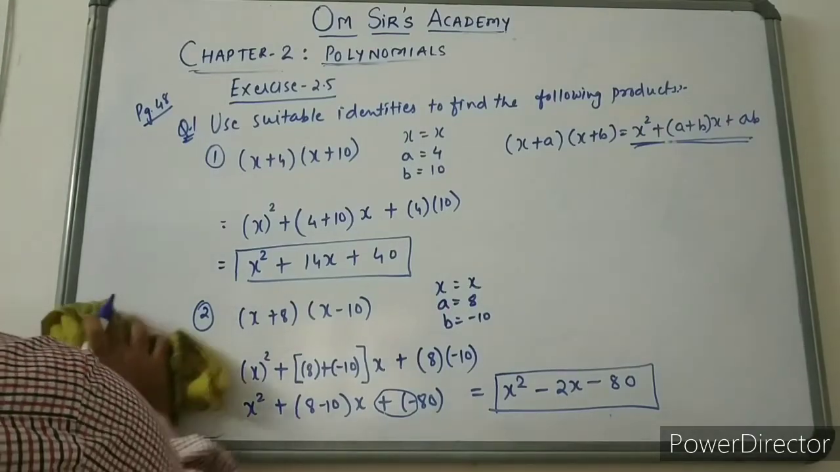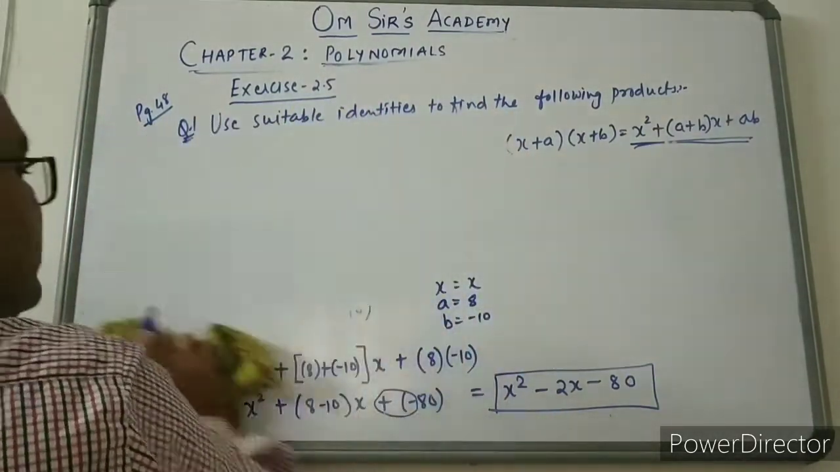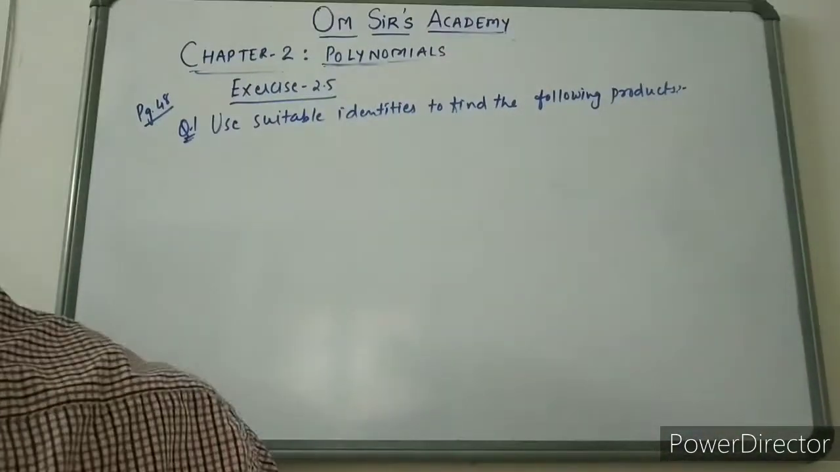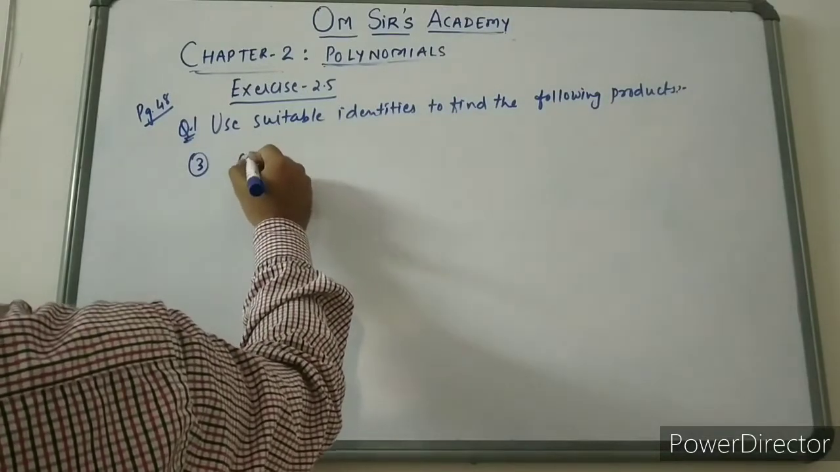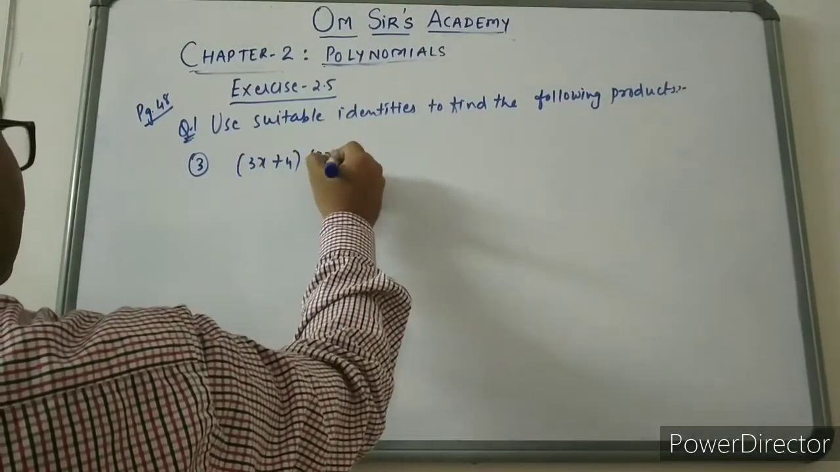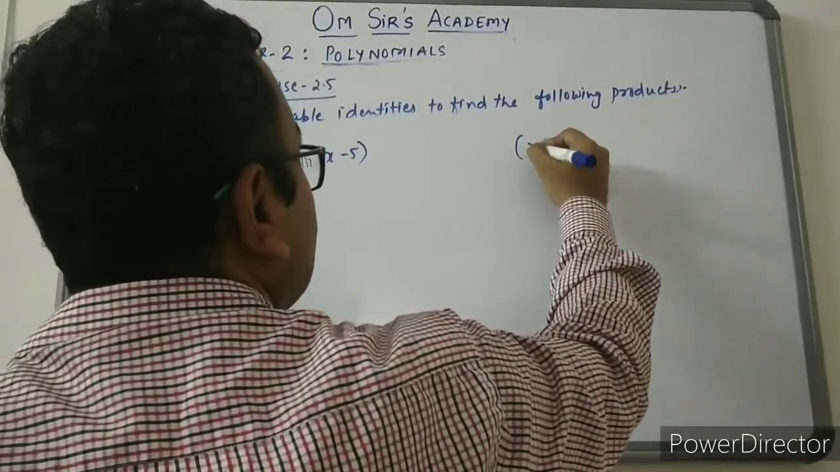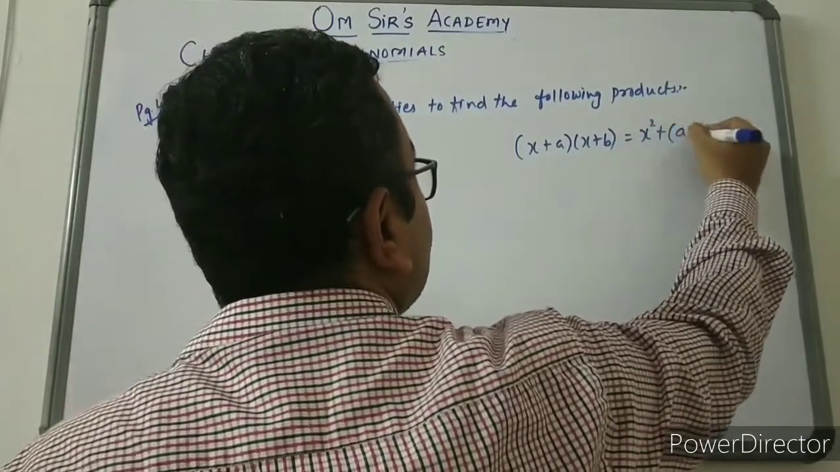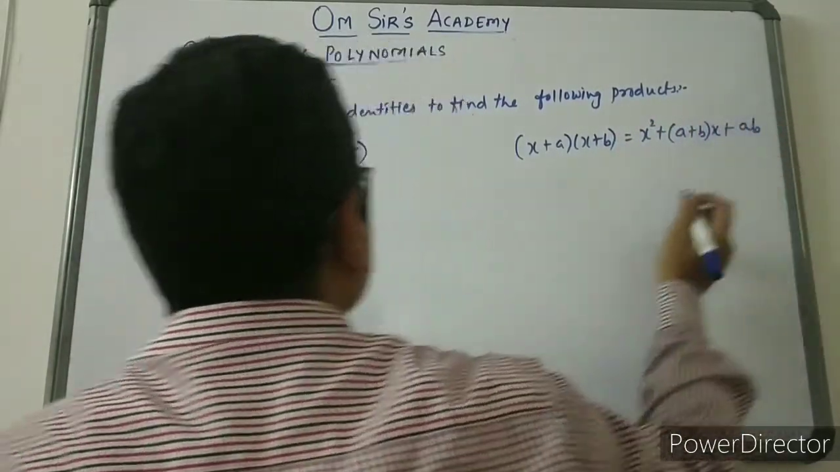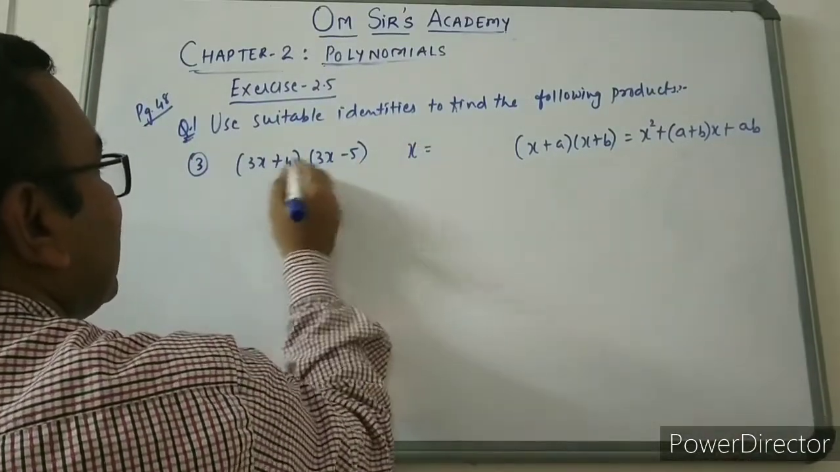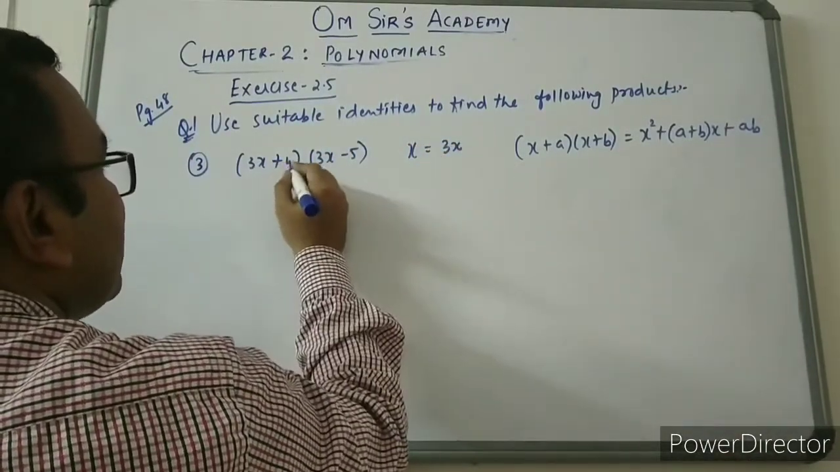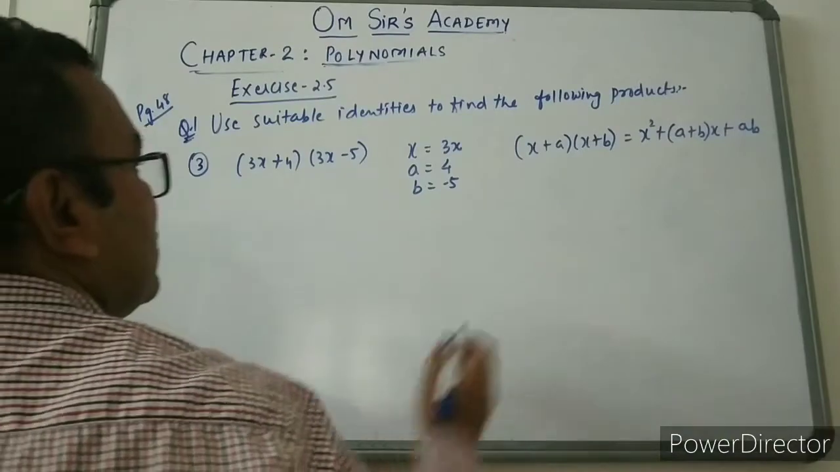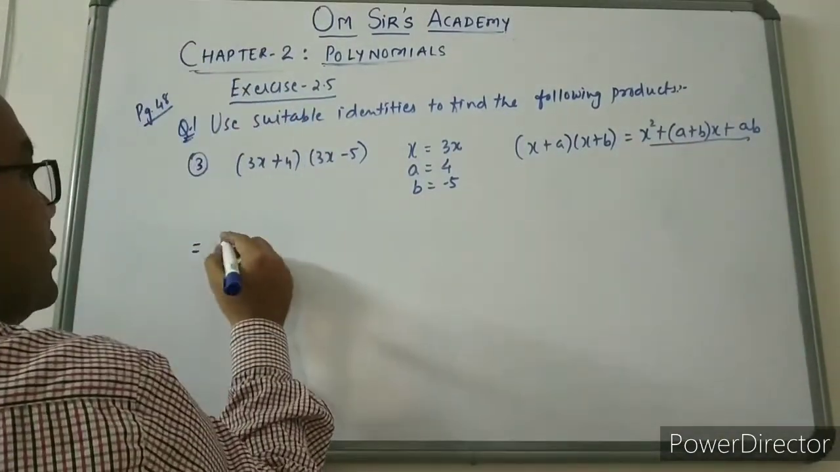Okay friends, next is the third sum, that is (3x + 4)(3x - 5). Again the same identity, friends. (x + a)(x + b) equals x² + (a + b)x + ab. Now here instead of x it is 3x, instead of a I take 4, and instead of b I take -5. So this will be the solution. Let us write the solution part.